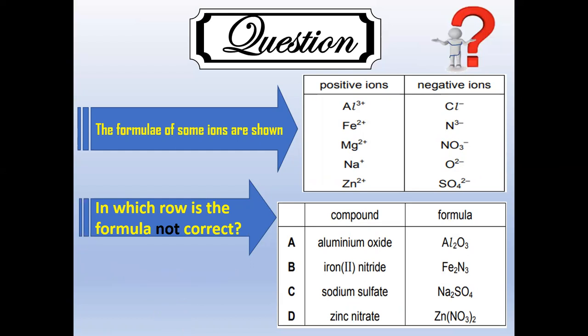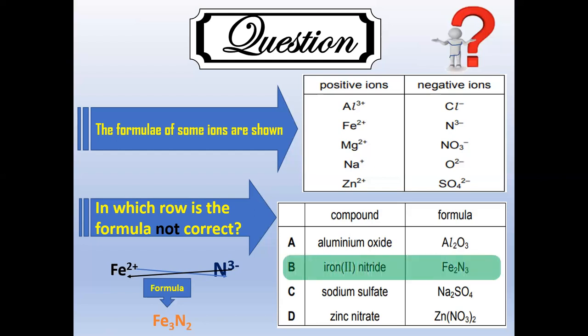Let's check option B. This is iron with a +2 oxidation state, while the nitrogen has the -3 oxidation state. And that can cross and this is going to produce Fe3N2. But if you see in the option, it is written opposite, Fe2N3, which is a wrong formula. So our wrong formula is B in this question. In this way, we shall move from A, B, C, and D and identify the wrong formula.